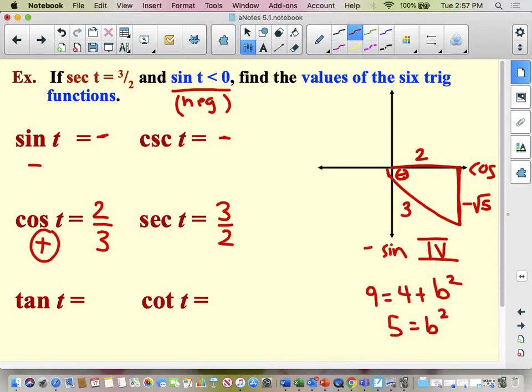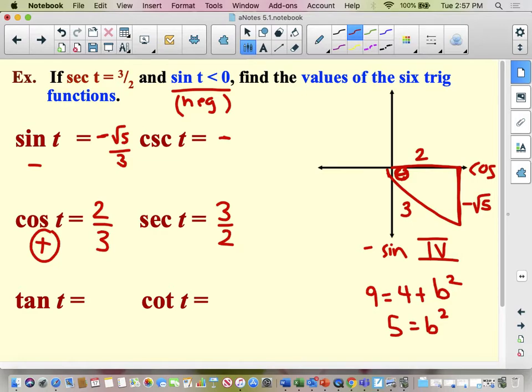So if I go back to my theta here at the origin, sine is opposite over hypotenuse. Opposite is negative square root of 5. Hypotenuse is 3. So negative square root of 5 over 3. I can just use this triangle for absolutely everything.